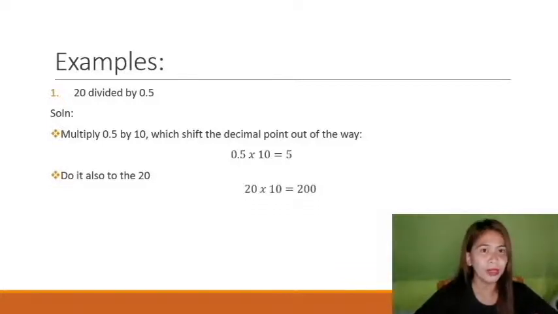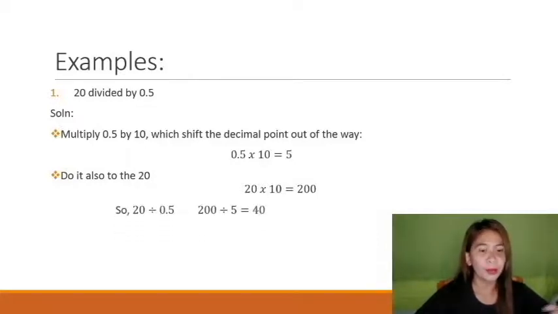So, if you multiply the divisor, you must also multiply the dividend. So you multiplied by 10, and you also multiply 20 by 10. So, 20 times 10, the answer is 200.